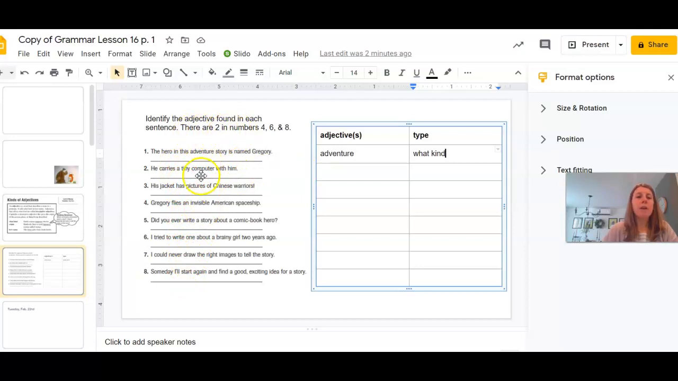Keep in mind, there are 2 adjectives in number 4, in number 6, and number 8. So for example, in number 4, it says, Gregory flies an invisible American spaceship. We're describing the spaceship as invisible, so you'll just put invisible, comma, American. American needs a capital A because it's describing the origin. What kind of spaceship is it? Invisible. What's the origin of the spaceship? American. So we would type invisible, comma, American, what kind, comma, origin.